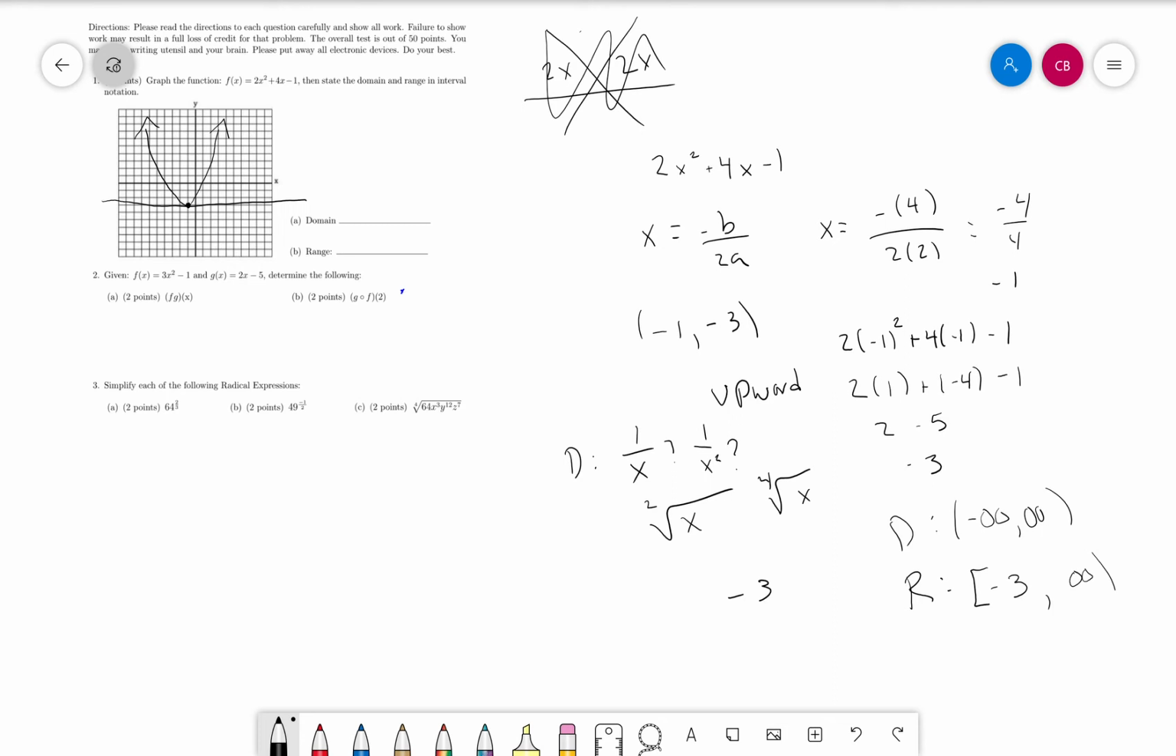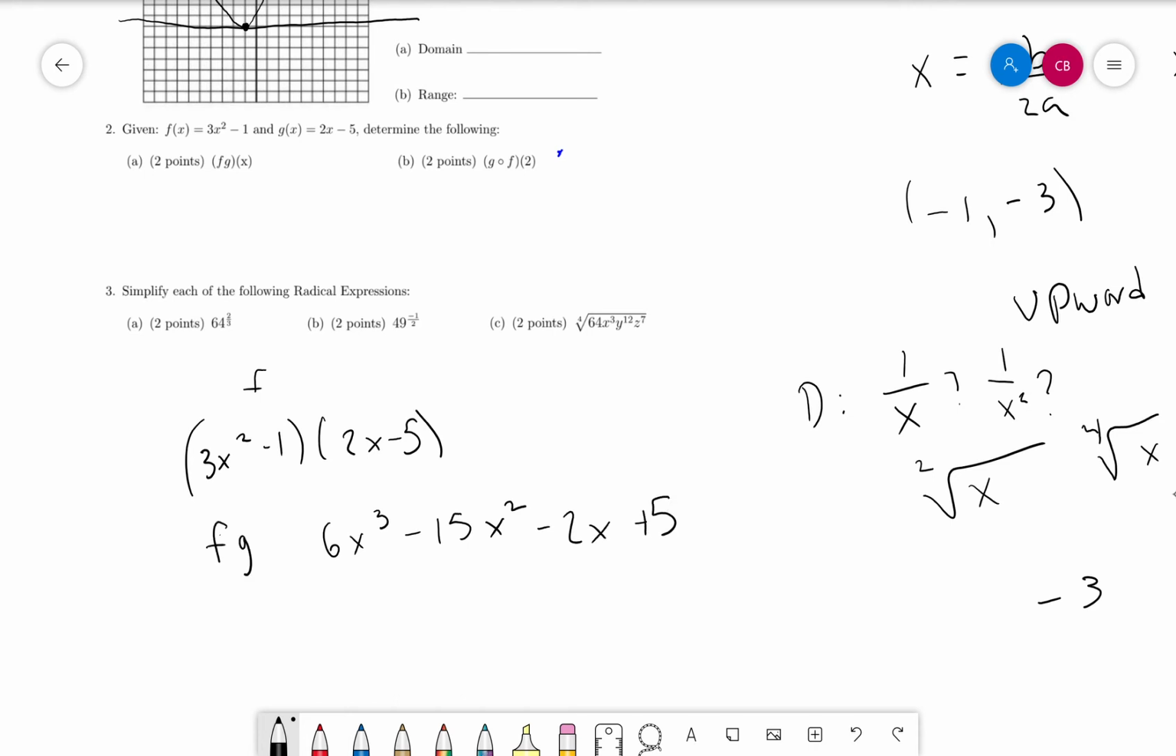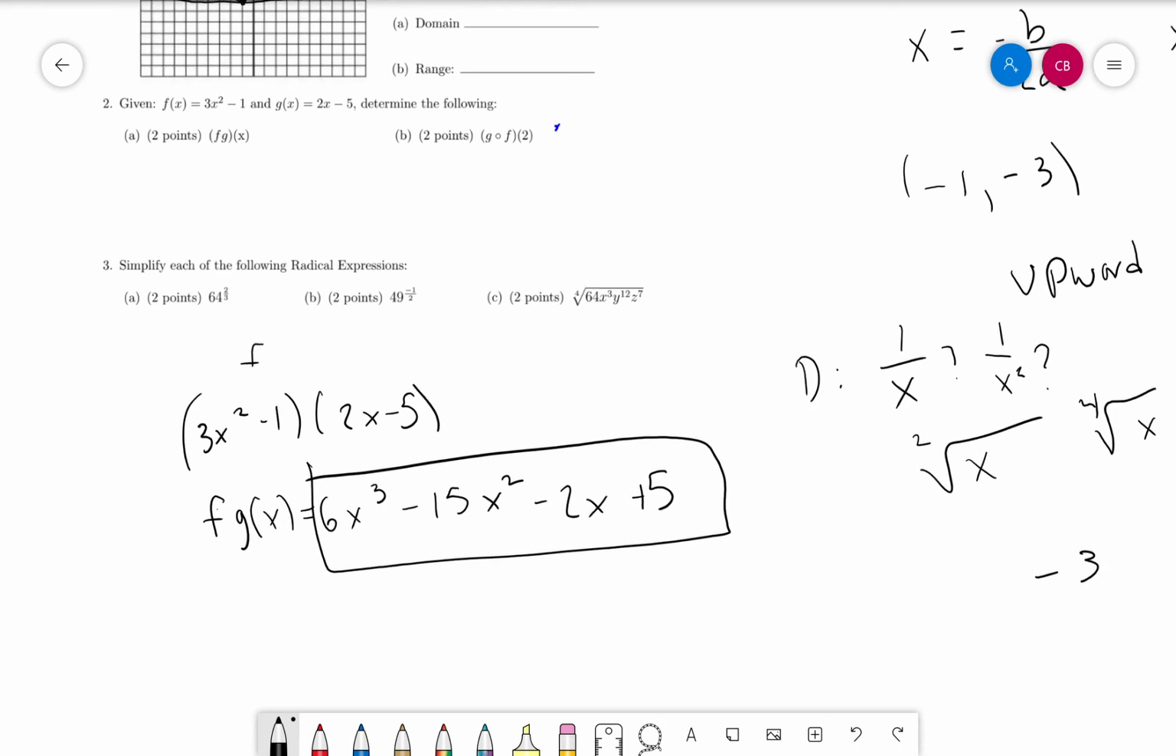Okay. For the next question, we have to figure out what f times g is. So we have f times g, so that's 3x squared minus 1 times 2x minus 5. Yes, the parentheses are necessary. This is going to equal 6x to the third minus 15x squared minus 2x plus 5. This is f times g of x. Okay, so that would be your answer for that one. Make sure you distribute and do those things.